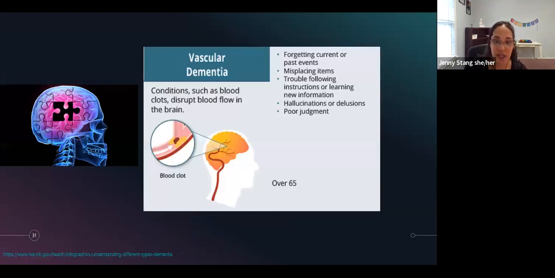So here's our little image to help us kind of solidify the information. So we've got conditions such as a blood clot can disrupt the flow in the brain, okay? And some of the symptoms are forgetting current or past events, misplacing items, trouble following instructions or learning new information, hallucinations or delusions, and poor judgment. And vascular dementia is typically diagnosed over the age of 65.